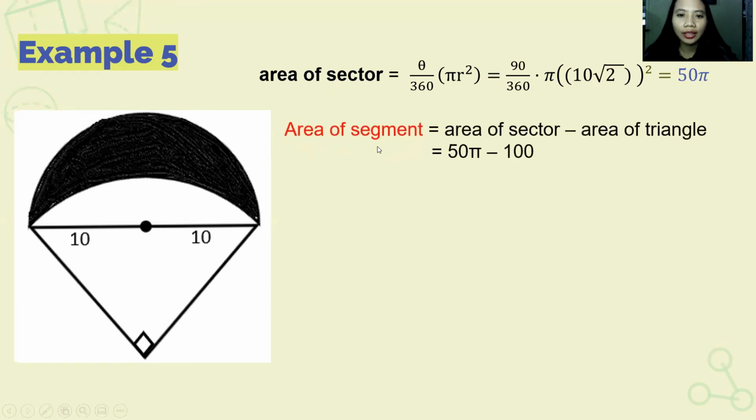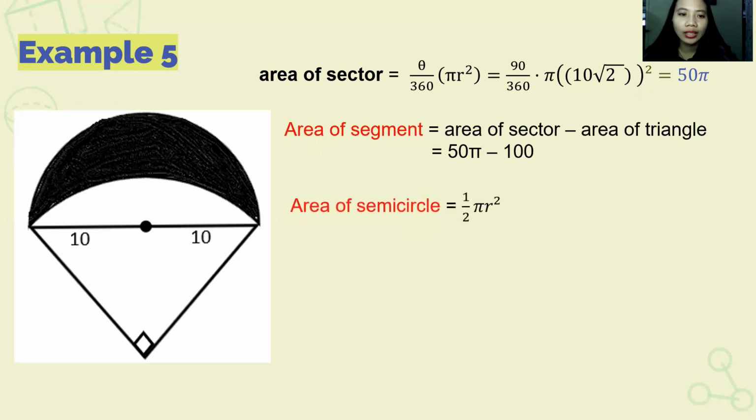Now let us find the area of our segment. To find the area of our segment, let us first have the value of our area of the triangle and the sector. The area of our sector is 50 pi minus the area of our triangle, which we already solved in the first part, which is 100.